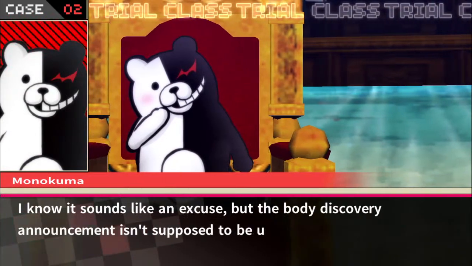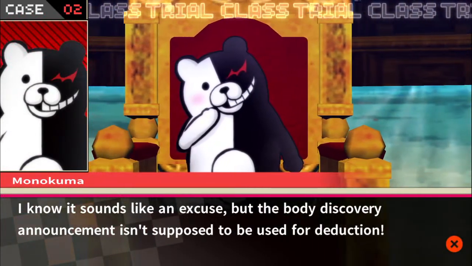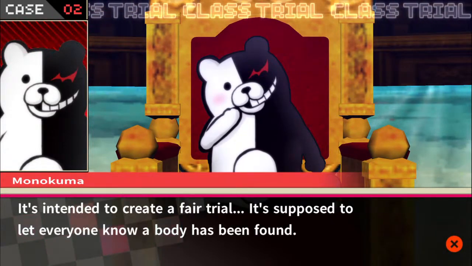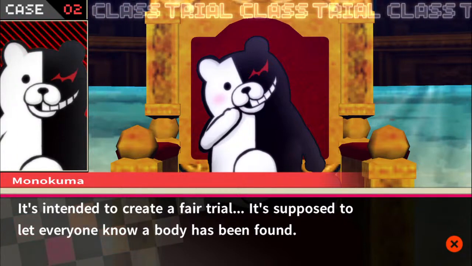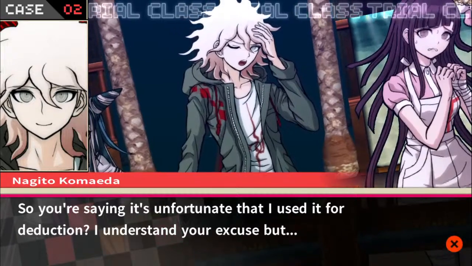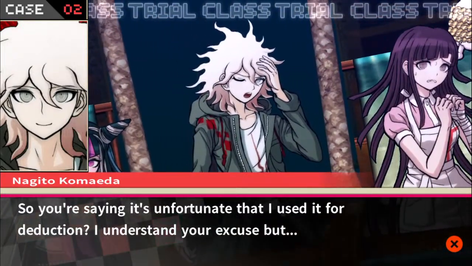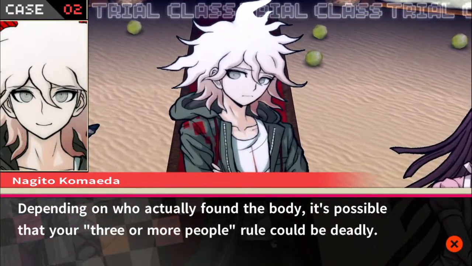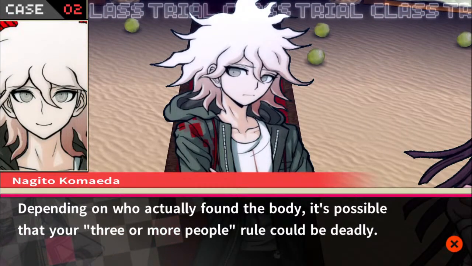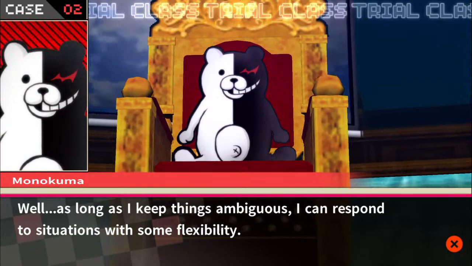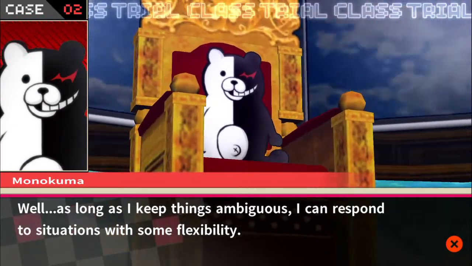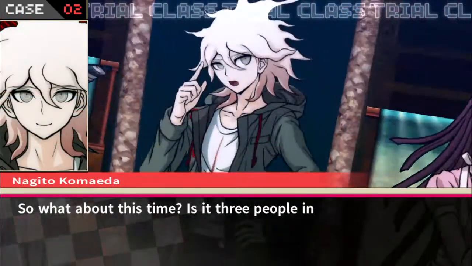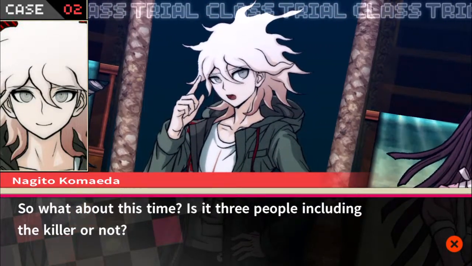I know it sounds like an excuse, but the body discovery announcement isn't supposed to be used for deduction. It's intended to create a fair trial. It's supposed to let everyone know a body has been found. So you're saying it's unfortunate that I used it for deduction? I understand your excuse, but depending on who actually found the body, it's possible that your 3 or more people rule could be deadly. Well, as long as I keep things ambiguous, I can respond to situations with some flexibility. Flexibility, huh? So what about this time? Is it 3 people including the killer or not?